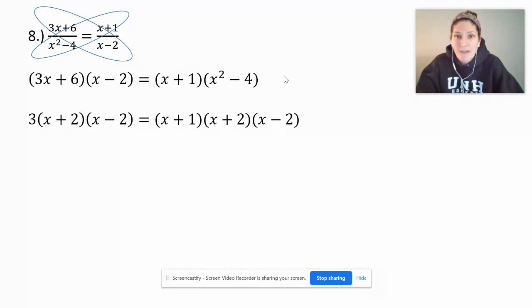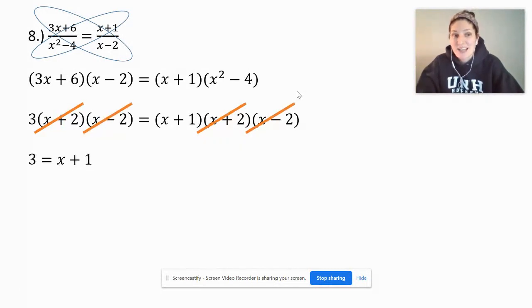Now, if you have the same factor on both sides of the equation, if you were to divide both sides of the equation by that factor, it would cancel out. So I'm going to divide both sides by x plus 2, and that factor will go away. And I also see that there's an x minus 2 on both sides of that equation. So I'm going to divide both sides by x minus 2, and that factor will cancel out.